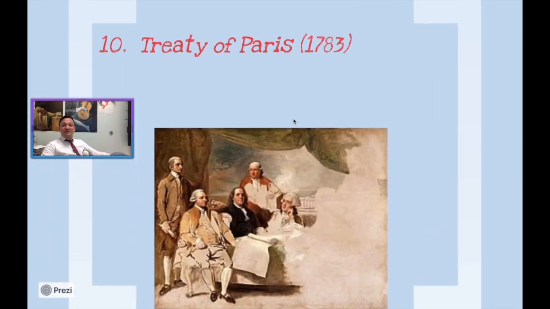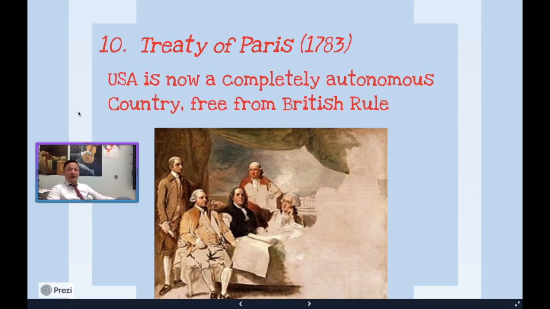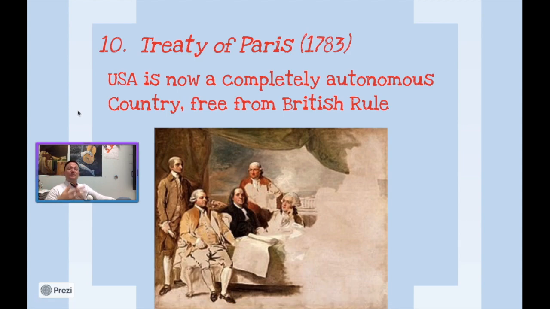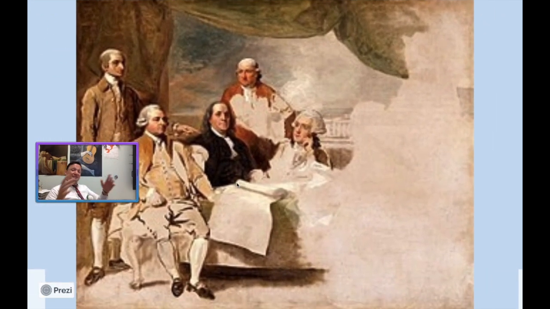And then after 1783, the British realize they've had enough, and there's no way they can do anything about it. And by now, the Treaty of Paris is signed, okay? In 1783, Benjamin Franklin goes all the way to France with a delegation of American founders, and they decide to end the war with Great Britain. And they sign the document known as the Treaty of Paris, which makes the United States a completely autonomous country free of British rule.